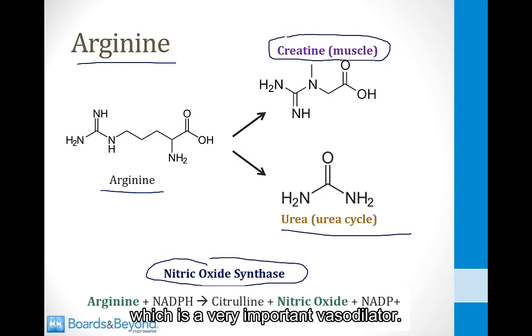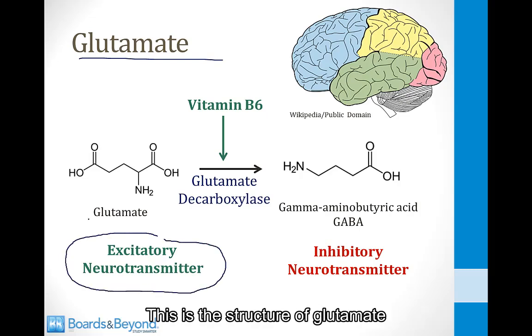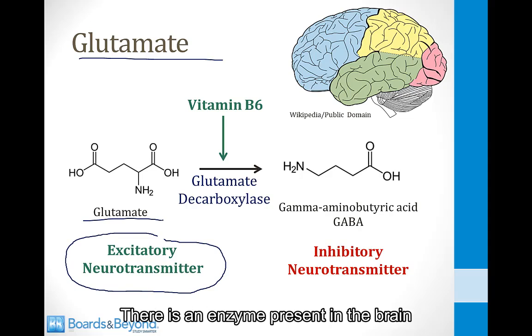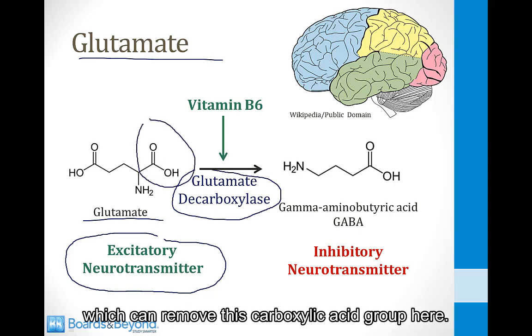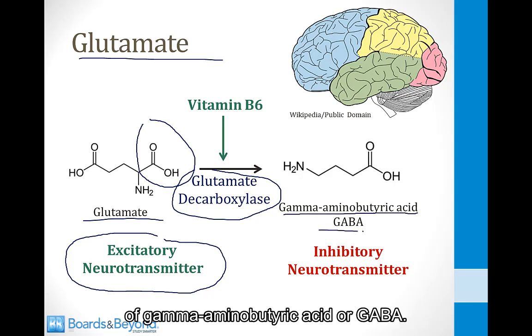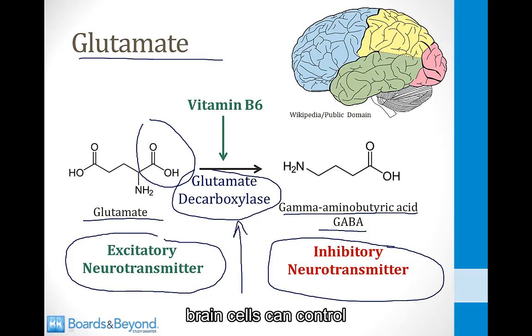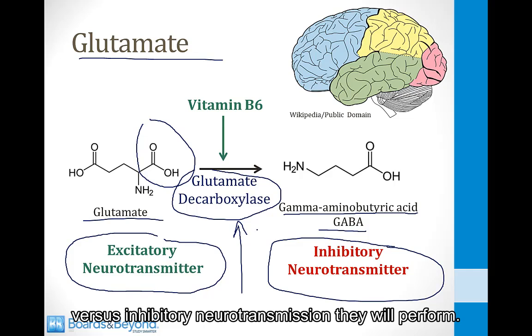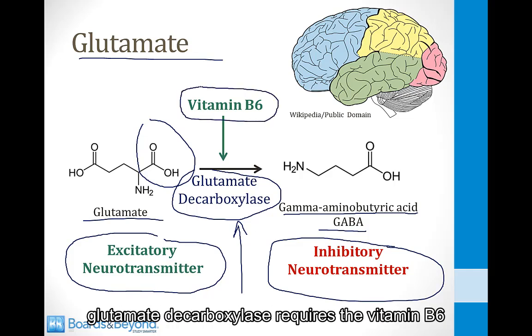Glutamate is an amino acid that also serves as an excitatory neurotransmitter. This is the structure of glutamate on the left side of the screen here. There is an enzyme present in the brain called glutamate decarboxylase, which can remove this carboxylic acid group here. And once that is removed, you now have a molecule of gamma-aminobutyric acid, or GABA. GABA, in contrast to glutamate, is an inhibitory neurotransmitter. And so by manipulating the activity of this enzyme, brain cells can control how much excitatory neurotransmission versus inhibitory neurotransmission they will perform. And just like many other decarboxylase enzymes, glutamate decarboxylase requires vitamin B6 as a cofactor.